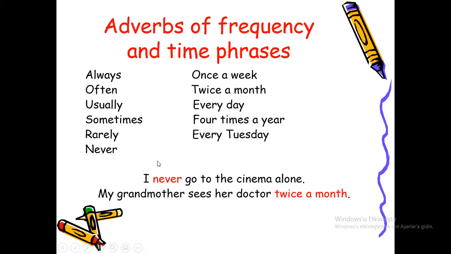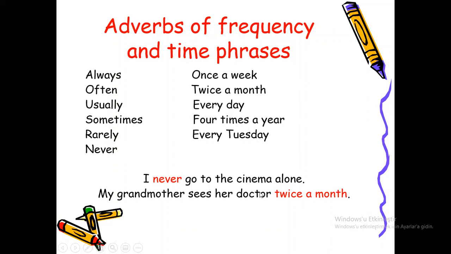And we have some helpful words. I call them like these, helpful words for us, because they are adverbs of frequency and time phrases. When you see one of those words, you can understand that you need to use present simple tense. Like what? Always, often, usually, sometimes, rarely, never, once a week, twice a month, every day, 4 times a year, every Tuesday. Let's see the examples.